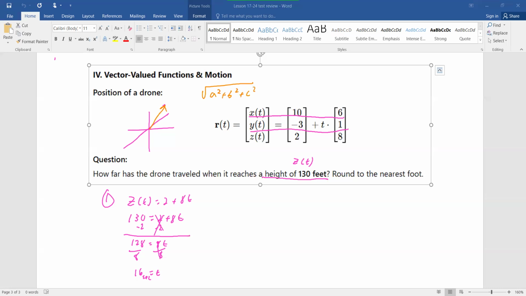So to get the correct A, B, and C, I'm going to take this equation right here. Step 2. I'm going to take my starting spot. In space, he was 10 to the right, 3 down, and 2. I don't know how to do three-dimensional space, but this is where he's located in space. So that's 10, -3, and 2.